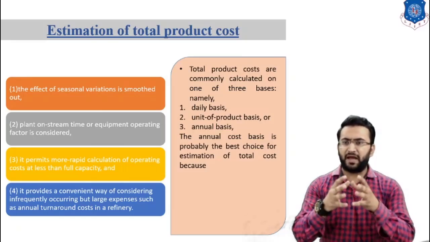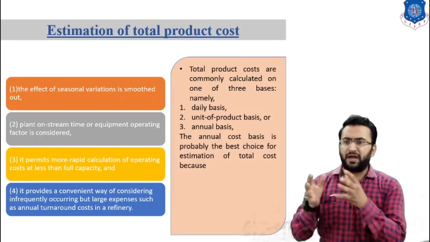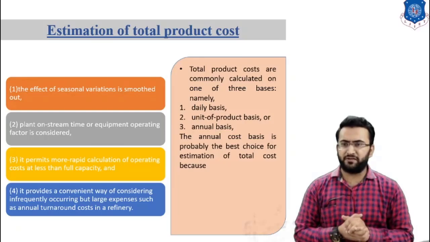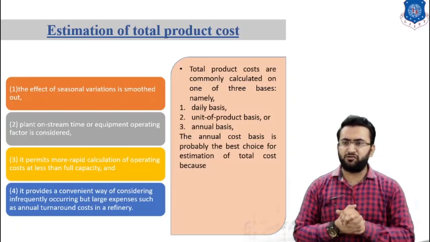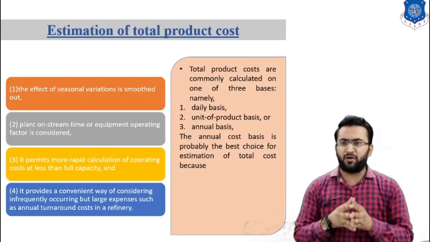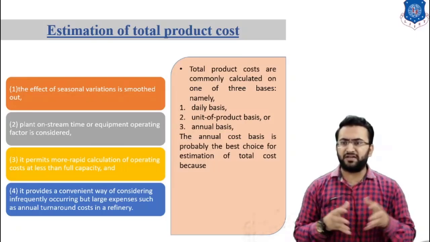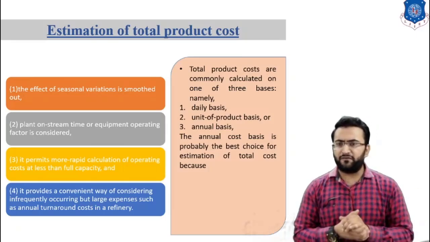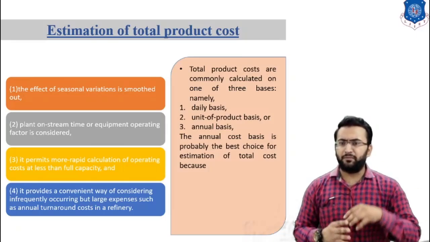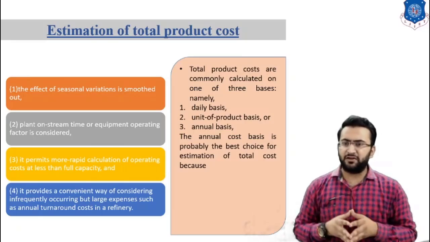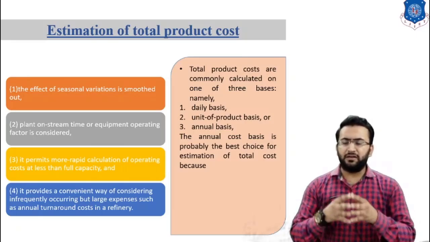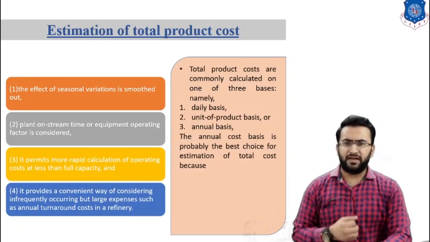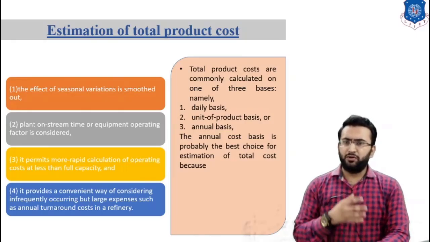The second factor is the plant on-stream time, or equipment operating factor, which is considered in the annual basis. The third factor is that the annual basis permits more rapid calculation of operating cost at less than full capacity, and it provides a convenient way of considering infrequently occurring but large expenses, such as the annual turnaround cost in a refinery. So these are the factors for the annual cost estimation. So this is all about total product cost.